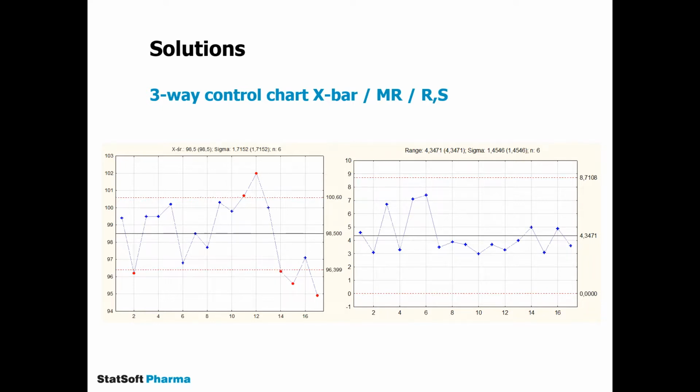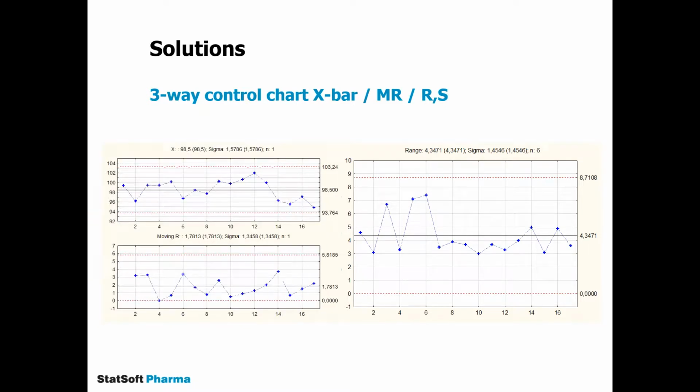So how to handle this situation where most of the points are out of statistical control on the X-bar chart? To solve the problem, use the three-way control charts, where the standard X-bar control chart is replaced by two charts where the subgroup averages are treated as individual values with the limits calculated based on the moving range between subgroup averages.